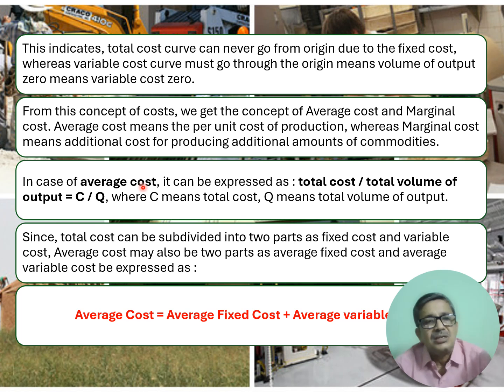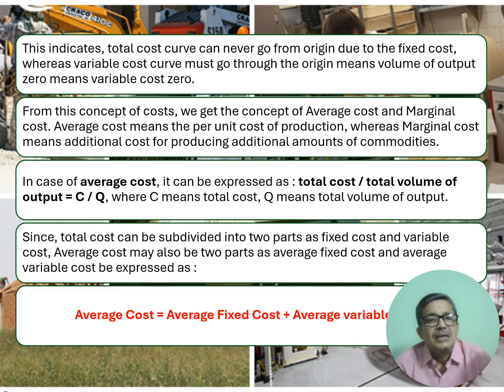The important point is that total cost contains both fixed cost and variable cost. As a result, average cost also contains average fixed cost and average variable cost. That is, average cost is treated as the sum of average fixed cost and average variable cost.